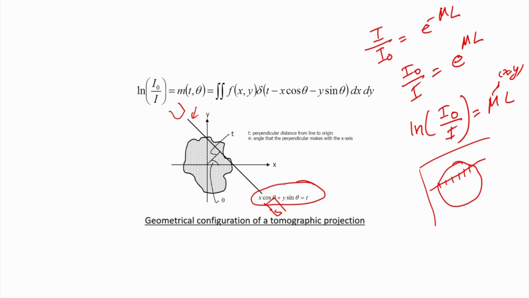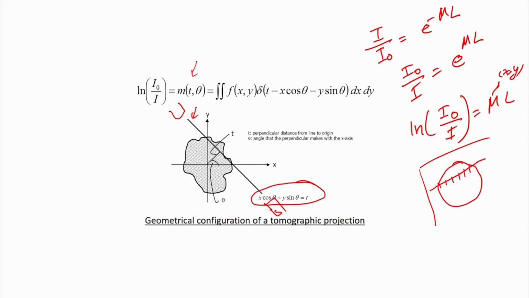Okay. Now, what will happen? What will be the mu? The mu will be a function of x and y. So, we can define ln I by I naught as a function, say m(t, theta). Here, for whatever projection line you are measuring, this attenuation m will be a function of t, how far it is from the center, and theta, what angle it forms.